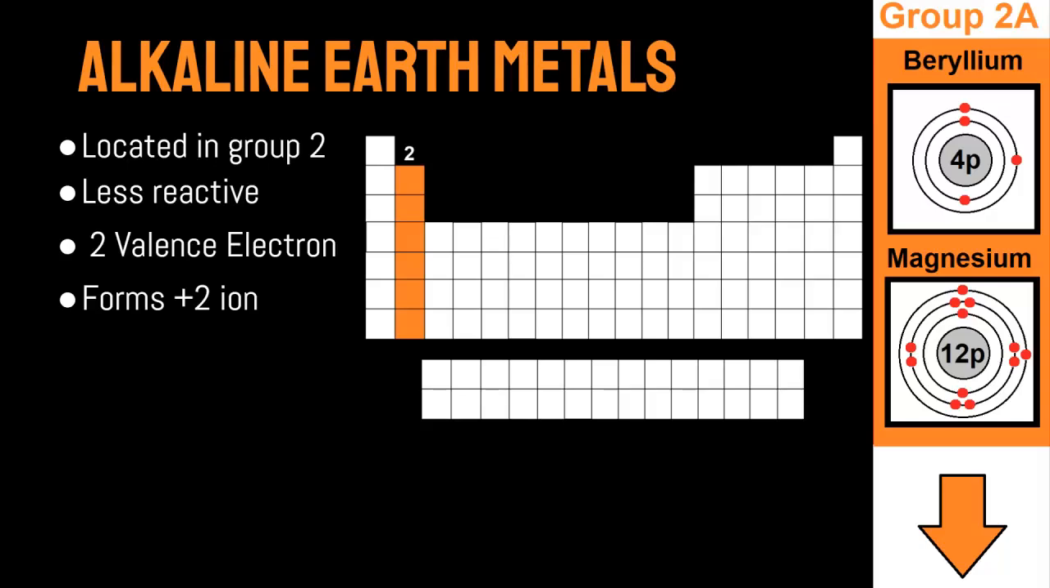In group 2 of the periodic table, you have the alkaline earth metals. These are slightly less reactive because they have 2 valence electrons, meaning they would have to give away their 2 electrons in order to become stable. And when they do give those 2 electrons away, they end up forming +2 ions.